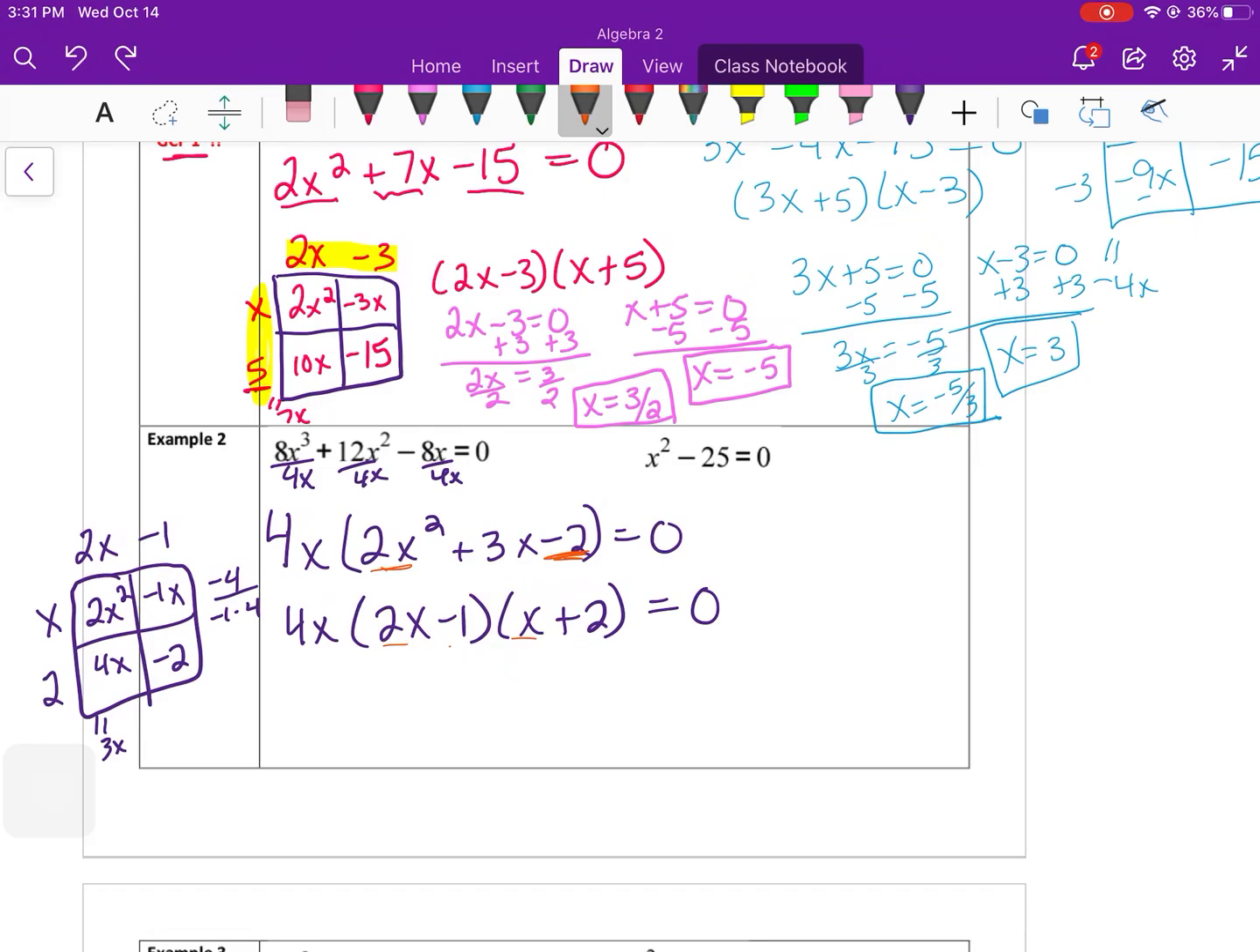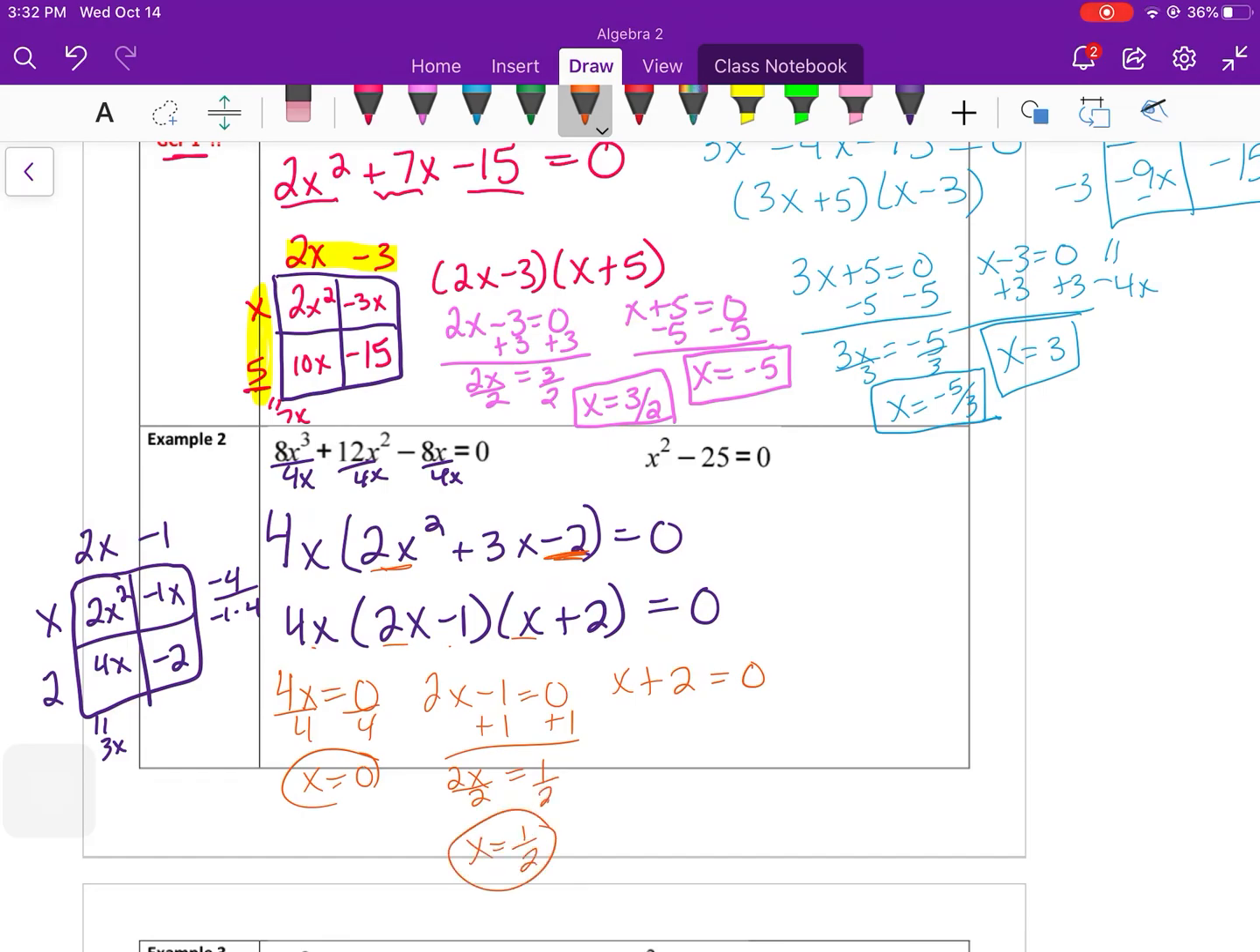Okay, solving then. So now you set each factor equal to 0, so 4x equals 0, or 2x minus 1 equals 0, or x plus 2 equals 0. Then solve each one. So 4x equals 0, divide by 4, x equals 0 is one answer. If 2x minus 1 equals 0, then add 1, and 2x equals 1, divide by 2, x equals a half is another answer. And the last one, if x plus 2 equals 0, subtract 2, and x equals negative 2 is your last answer. So there were, in fact, 3 answers there.